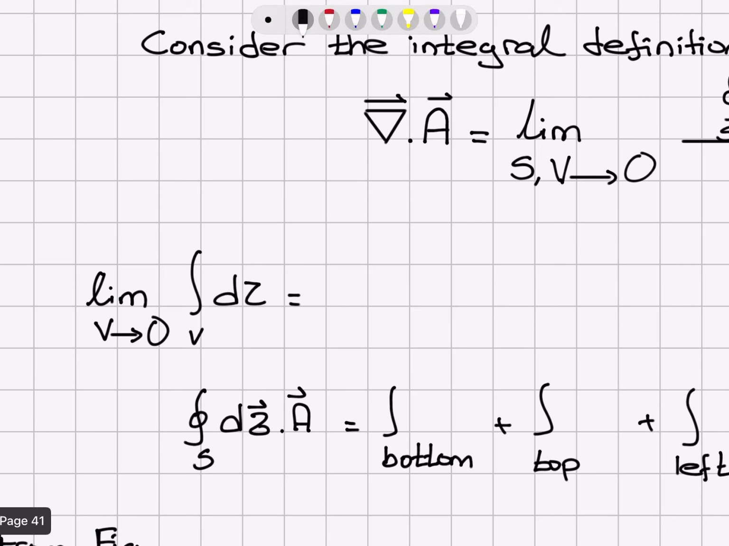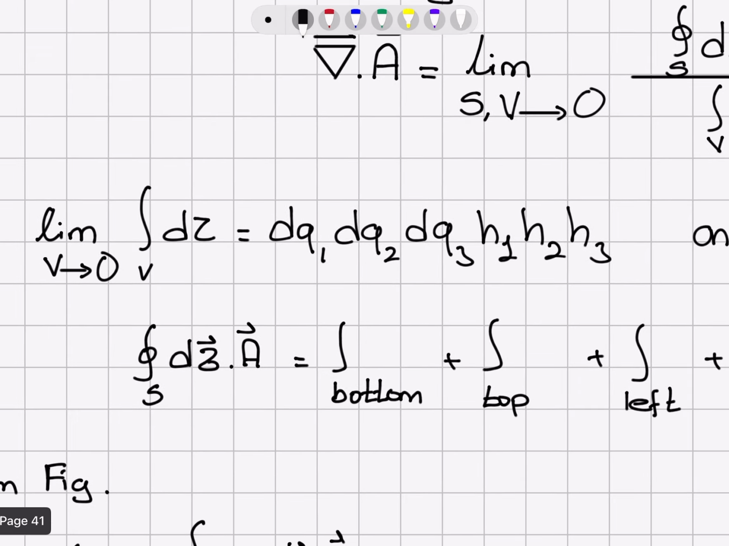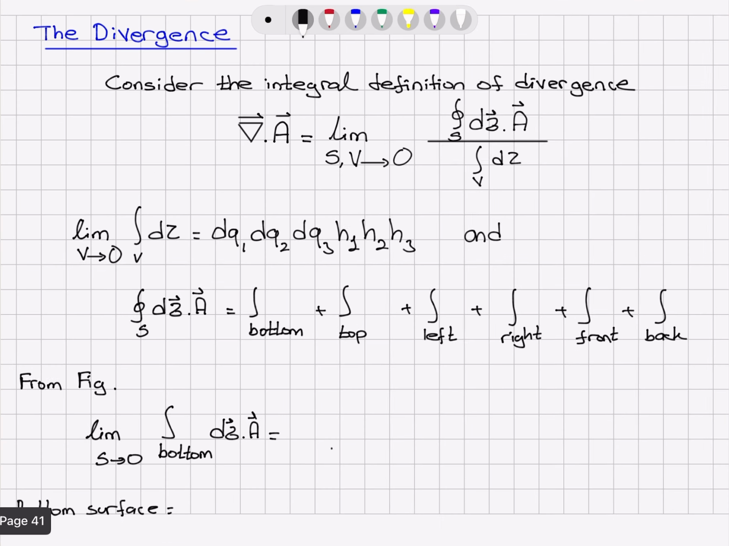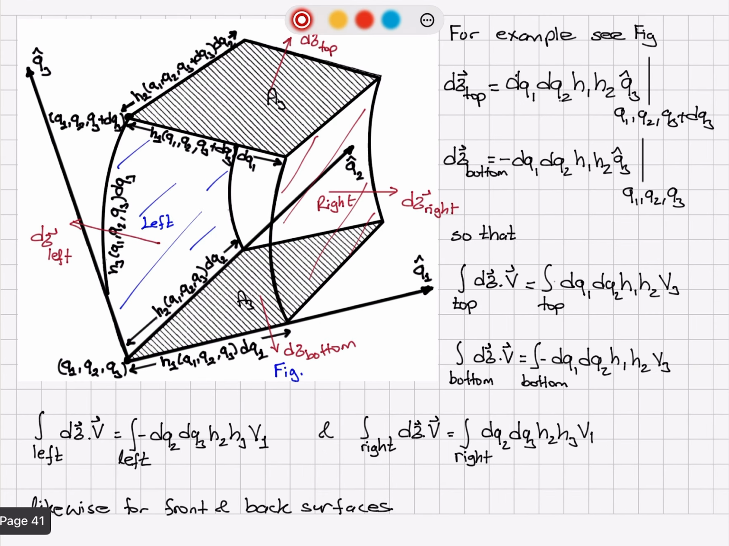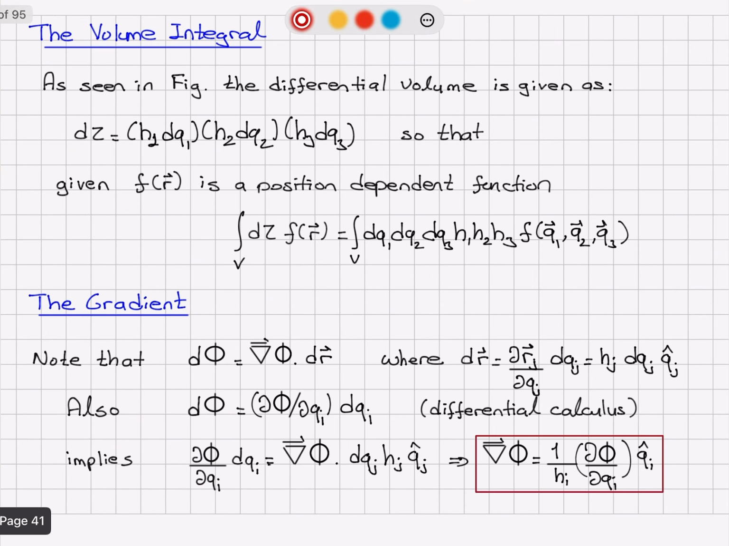So for the differential volume, we have dq1, dq2, dq3 and scale factors h1, h2, h3. And now we can work on the top of this ratio, the closed surface integral d sigma dot A. For a differential volume, we have a bottom surface, top surface, left, right, front, and back surface. If you go back to this figure, we have top, bottom, left, right, front, and back. For the bottom surface, we have already figured out how this should look. We have h1 dq1, h2 dq2 multiplied by the component of the vector A on the q3 axis, but this has to point in the minus q3 hat direction so that it points out of the surface.